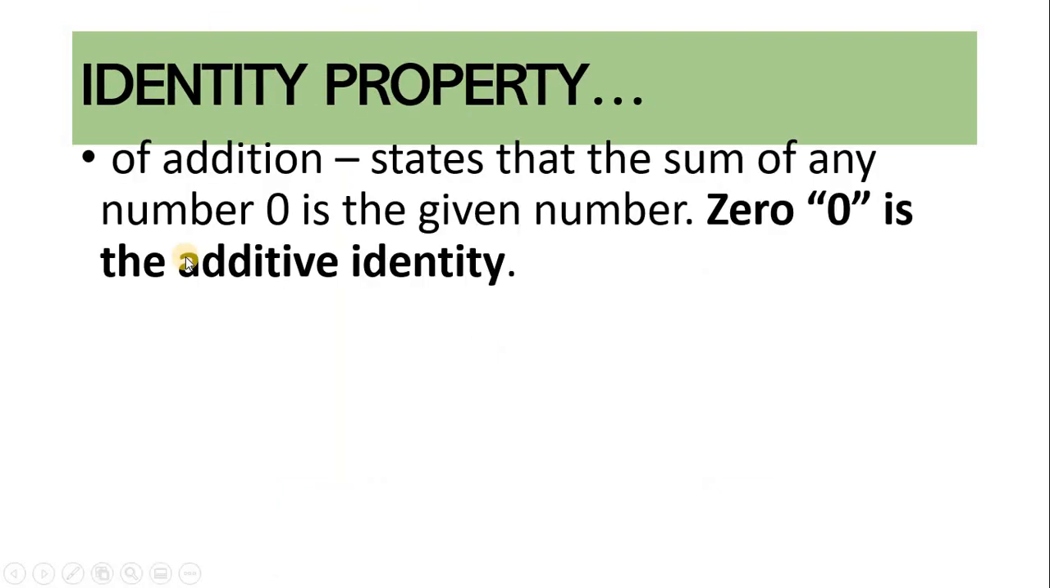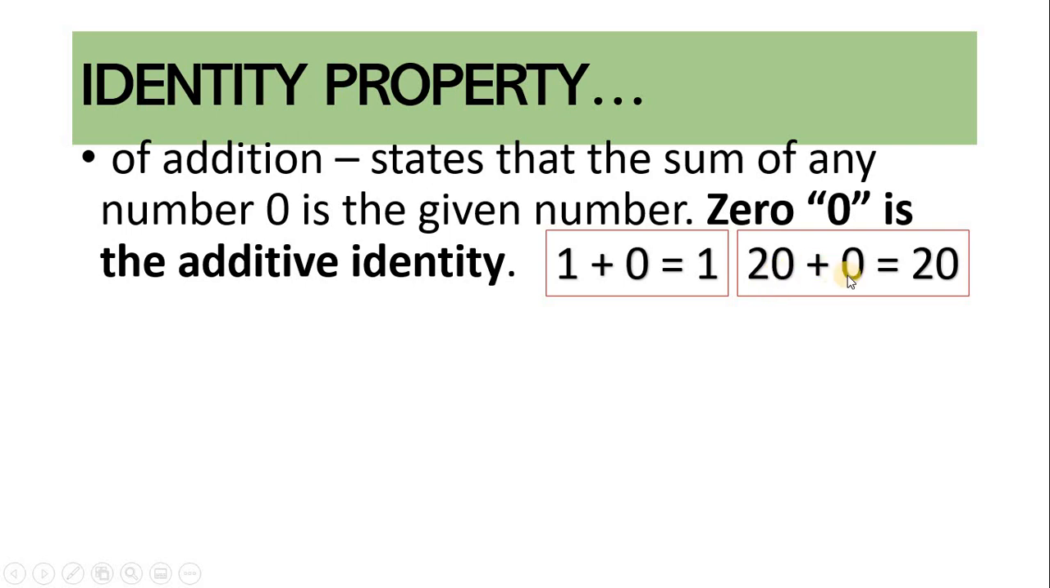The identity property of addition states that the sum of any number and 0 is the given number. 0 is the additive identity. Tandaan yan. For example, 1 plus 0 is equal to 1. 20 plus 0 is equal to 20. Okay? So, identity. Yun pa din yung lalabas, yung given number.